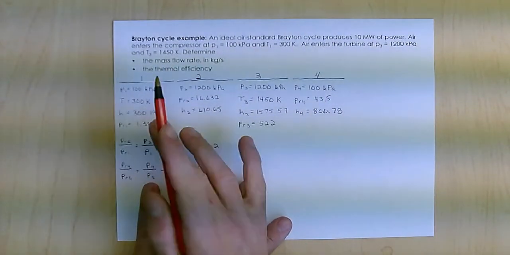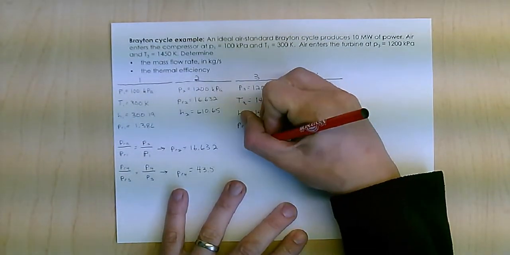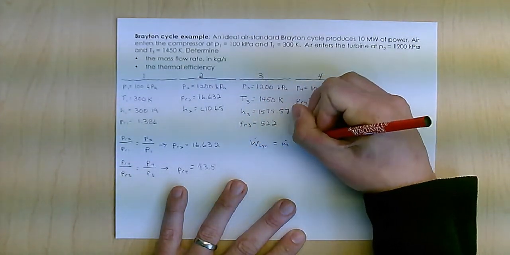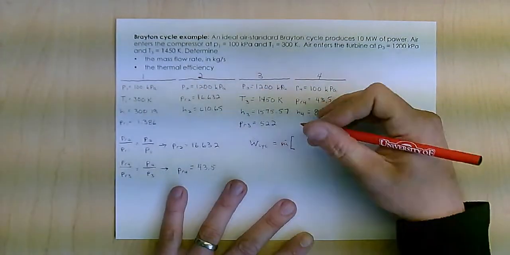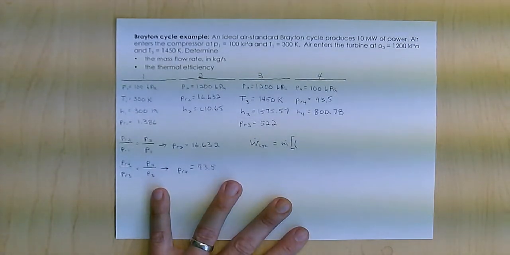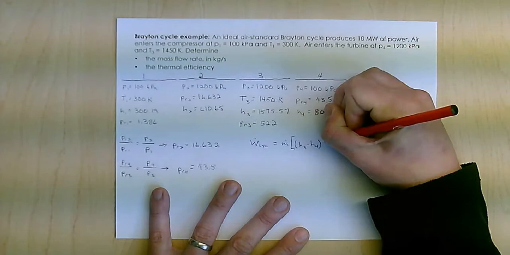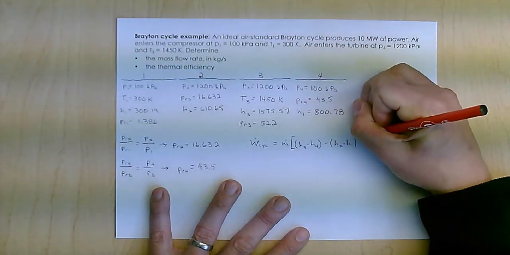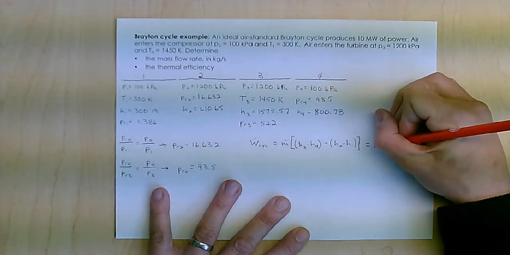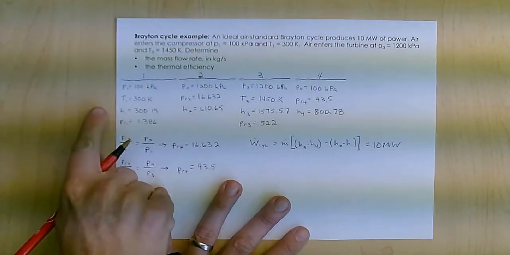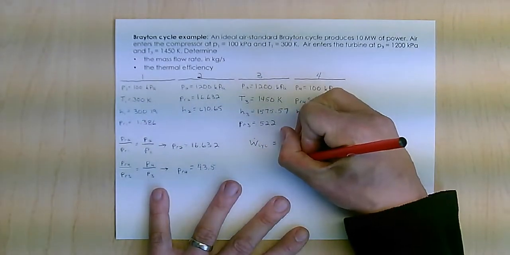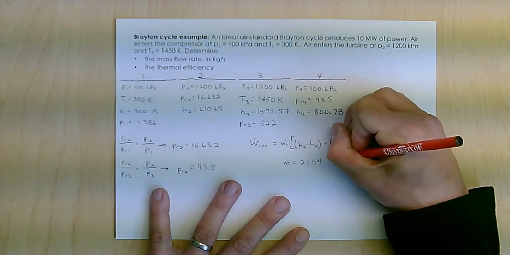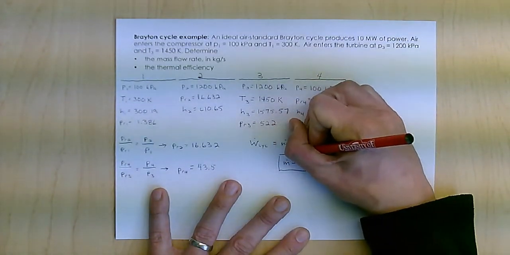Now I need to find my mass flow rate and my thermal efficiency. Well, here's what I have. I know the work of the cycle. I know the total work, and I know that equals my mass flow times the turbine minus the compressor. The turbine, of course, is H3 minus H4, minus the compressor, which is H2 minus H1. Again, the total work is 10 megawatts as given in the problem statement, and I know all of these H values. So from that, I can calculate the mass flow rate, which is going to be 21.54 kilograms per second. Knowing the total work and all my states, I can find the mass flow.